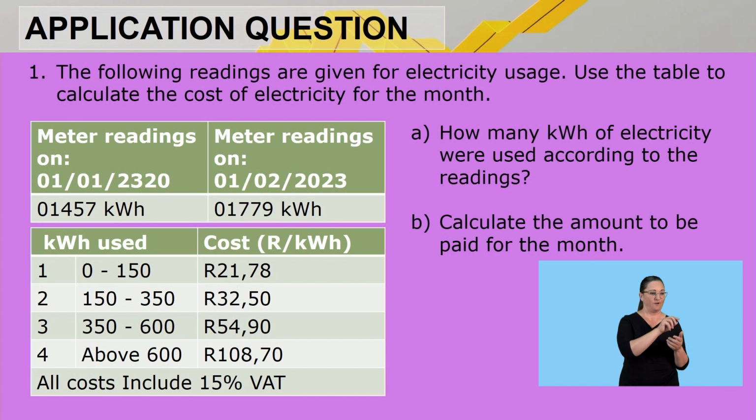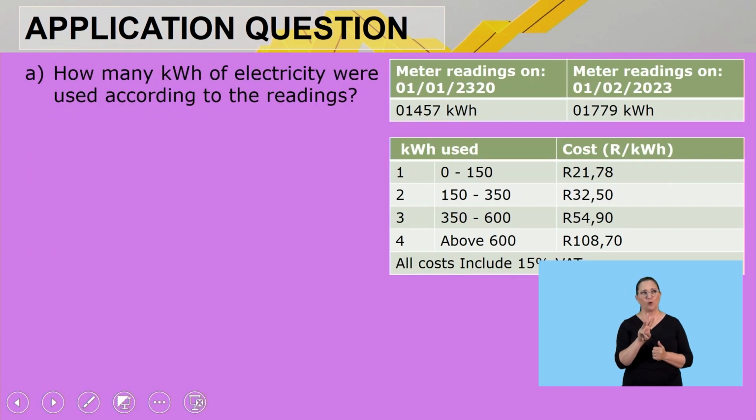And then number 2, or B, it says calculate the amount to be paid for the month. So now we are firstly going to calculate the readings, checking how much was used. Thereafter, we can calculate the kilowatts used. Now, let us work that out for number A. How many kilowatts of electricity were used according to these readings?